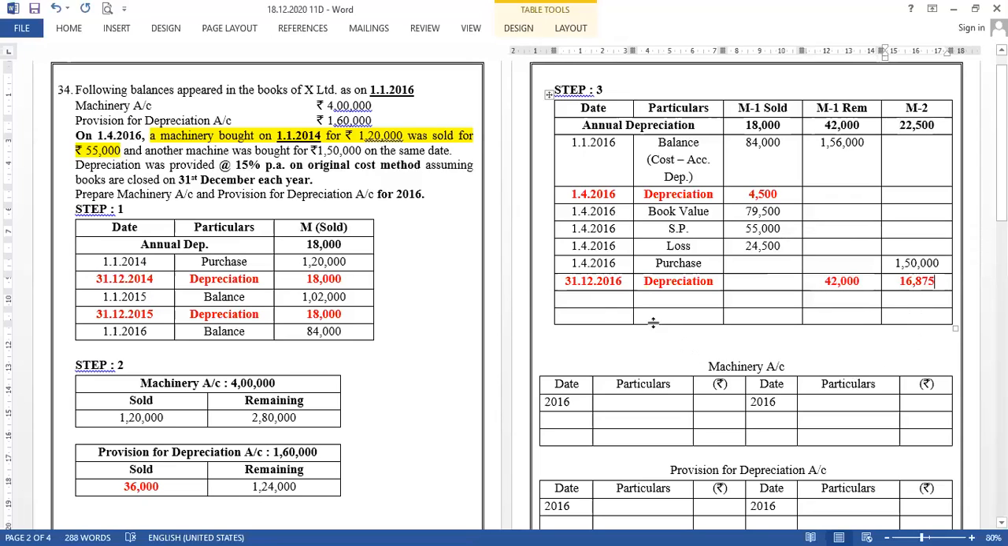Okay, so we are done with the depreciation, and now finally we are going to have a balance. Okay, the balance kitna bachega? 156 minus 42. How much will that be? 112. Okay, and over here 150 minus 16, it's 133. Okay, 125. Fine. If you can get me the total of these two, please.